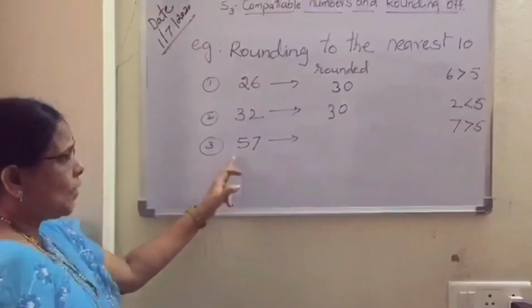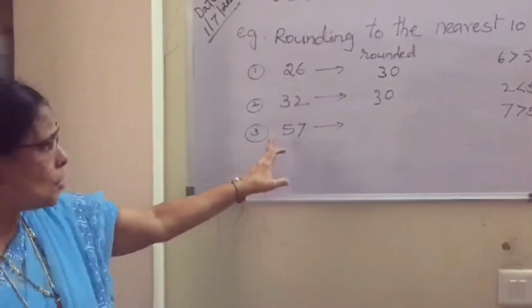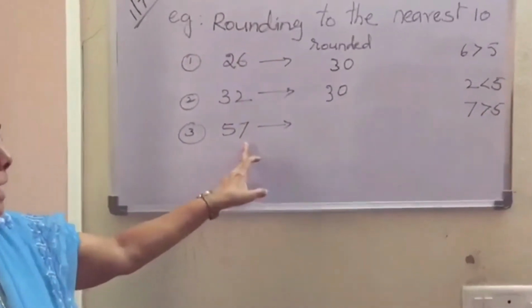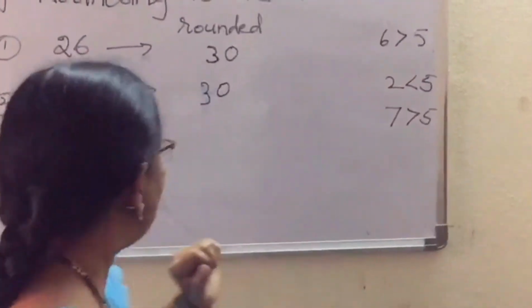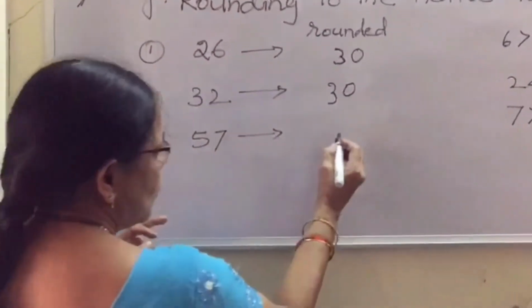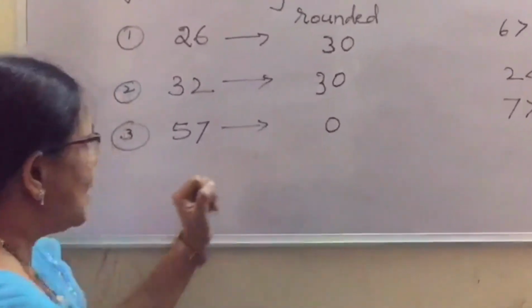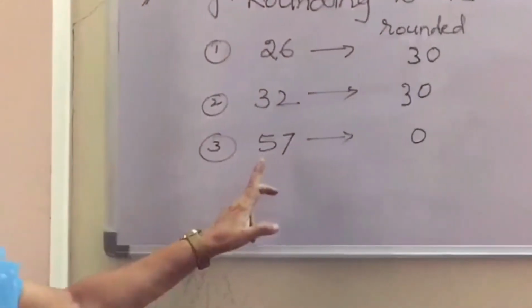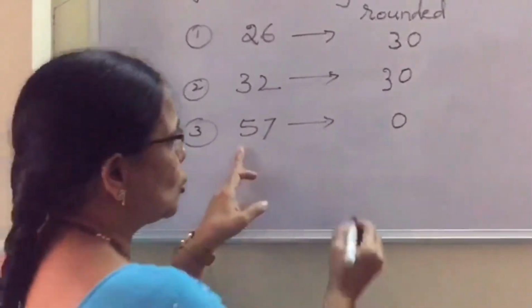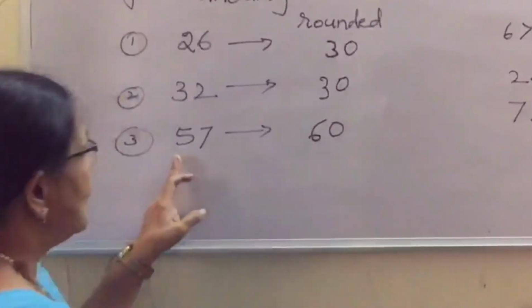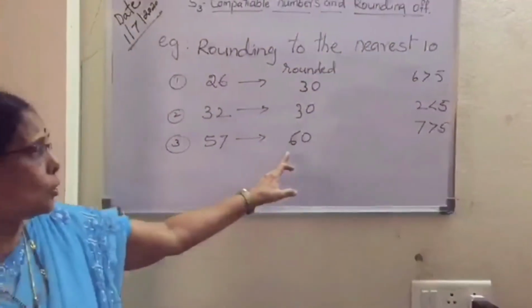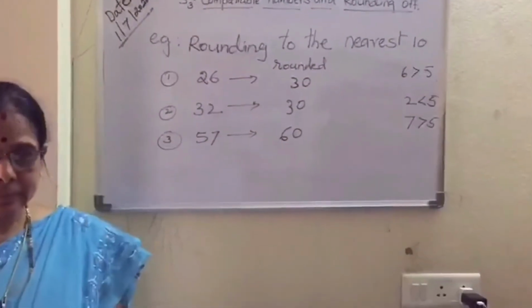Next, 57. Again, 7 is greater than 5. So if it is greater than 5, what do you have to do, children? This number will be changed from 5 to 6. So 57 is rounded to 60.